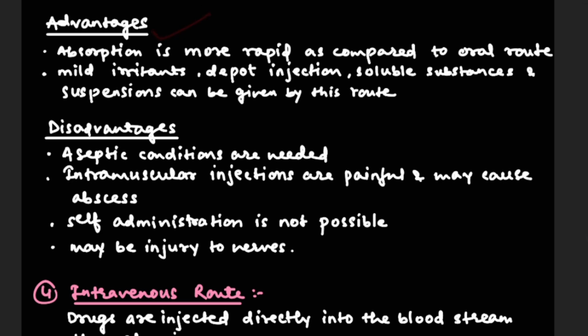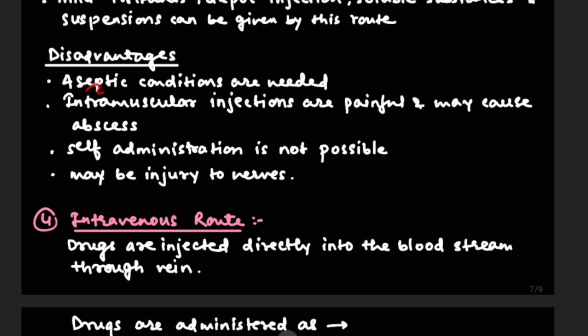First, advantages: absorption is more rapid as compared to oral route, and mild irritants, depot injections as well as soluble substances and suspensions can be given by this route. Then disadvantages: aseptic conditions are needed and intramuscular injections are painful and may cause abscess, as well as self-administration is not possible and it may cause injury to the nerves. So these are some advantages and disadvantages of the intramuscular route.